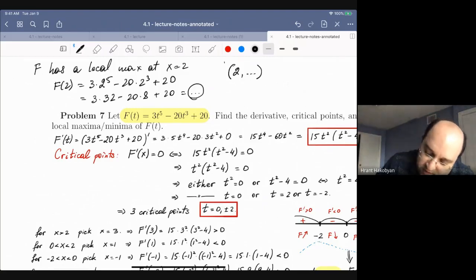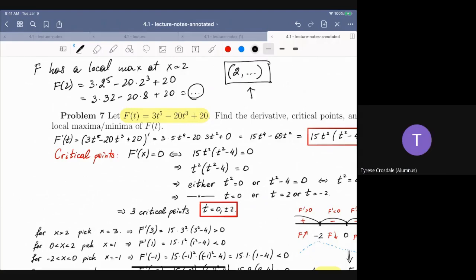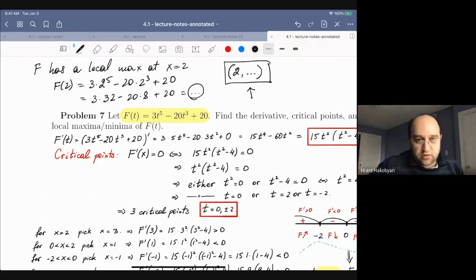like a pair. If they ask you for a pair, then you should do it like this. So that's local max, local min, the same thing.